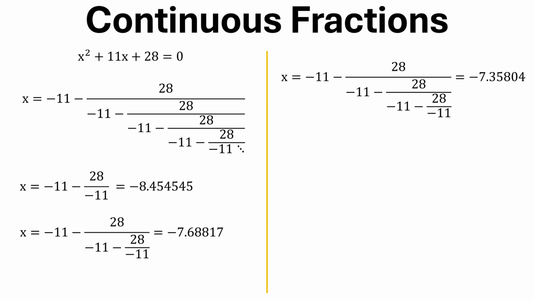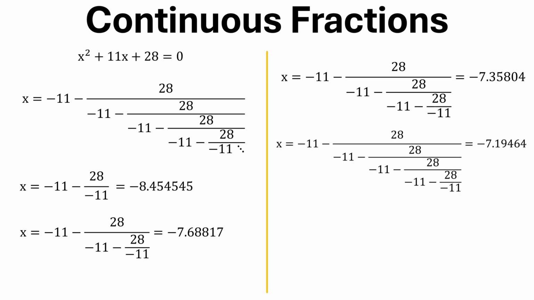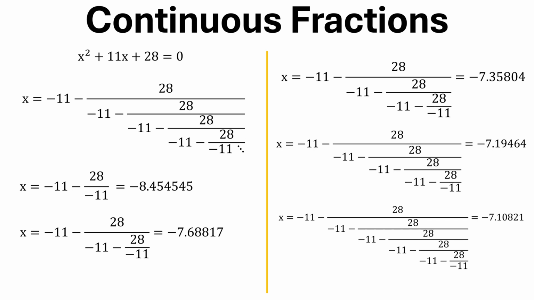7.68817. Next, we have x equals minus 7.35804. Then x equals minus 7.19464. At a depth of 5, we get x equals minus 7.10821. The values are slowly converging to a value of negative 7. Negative 7 is indeed a solution to the quadratic equation, and it is the one with the larger magnitude.